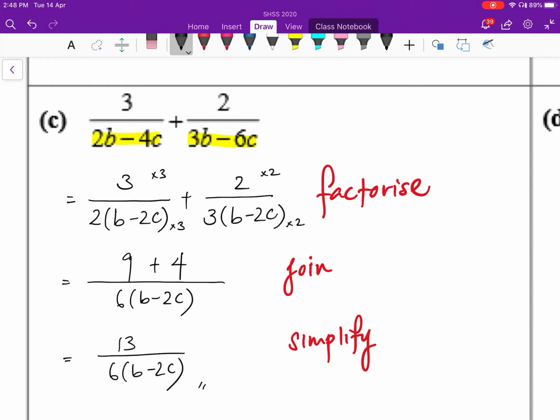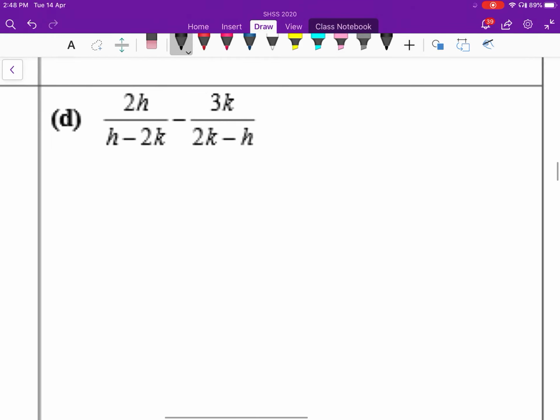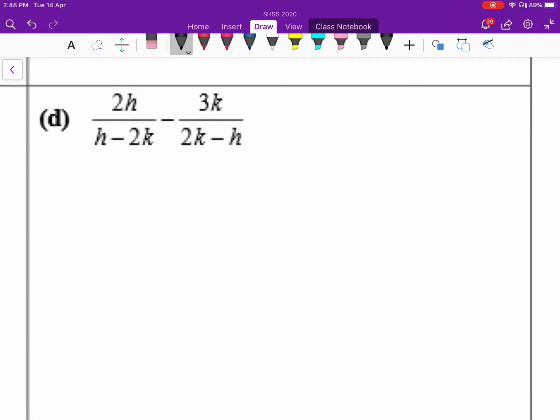So that's part C. If you have any questions, you can text me. If not, then I'll move on to part D.